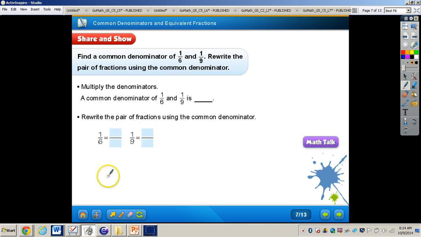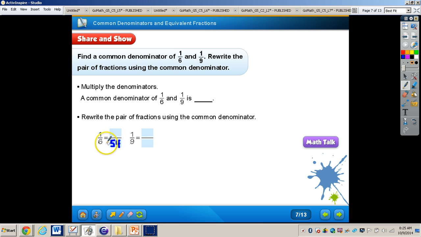Okay, so if you're multiplying the denominators, this is another way that we've already talked about that you can find a common denominator. You can multiply by opposite denominators. So in other words, we're going to multiply that 6 by 9 because that's the opposite denominator. 6 times 9 is 54.